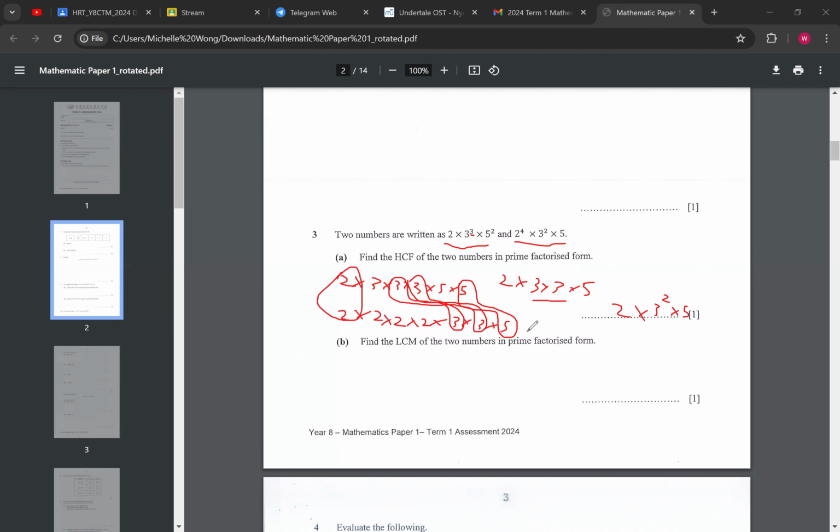For LCM, just take this number down here and take the remaining, which will be 2 times 2 times 2 times 3 times 5, which you will get 2 to the power of 4 times 3 to the power of 3 times 5 to the power of 2, as you can see in the numbers here.